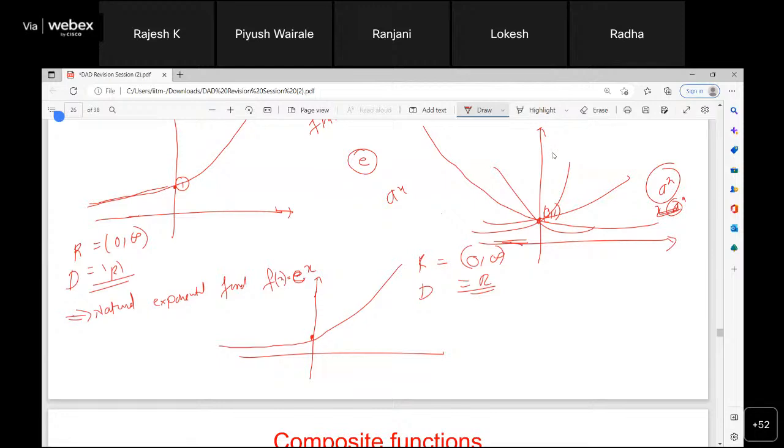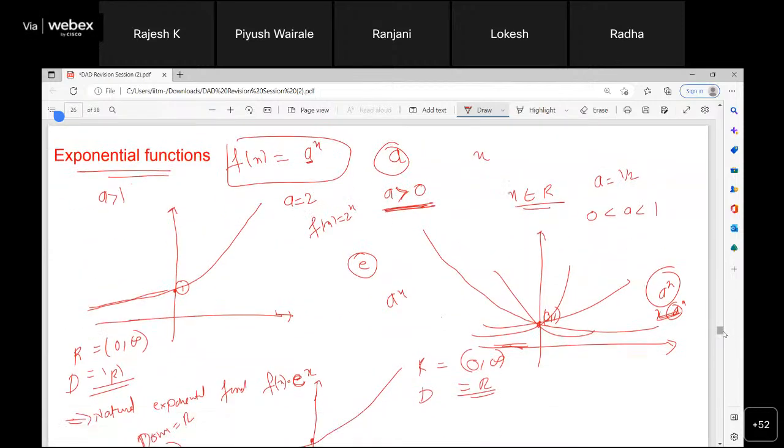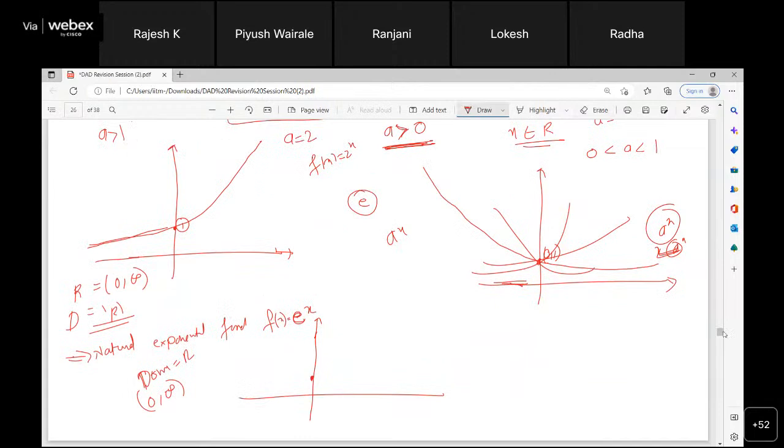Okay. So the same is applicable for this exponential function also. Domain is R and range is 0 to infinity. Same thing. During calculation, you should remember some properties of the exponential function, or you can say laws of the exponential function. I will quickly revise it.